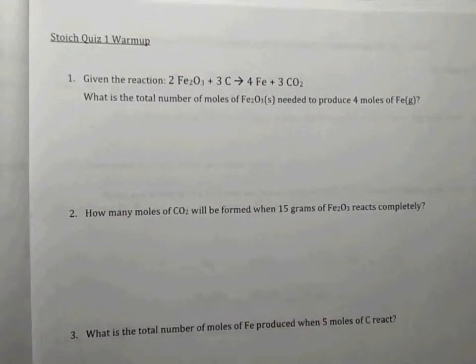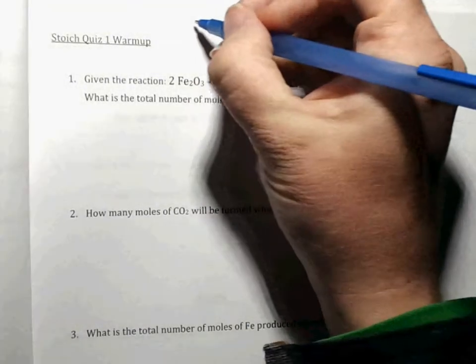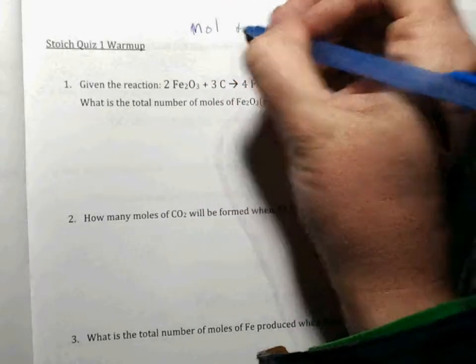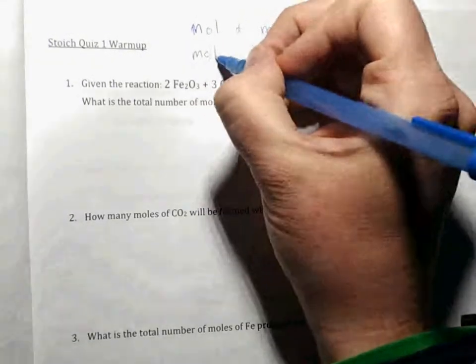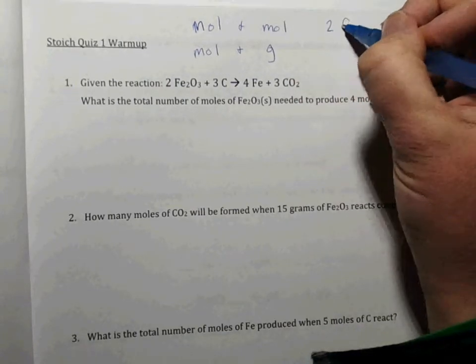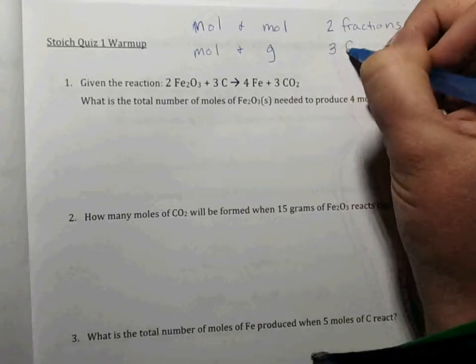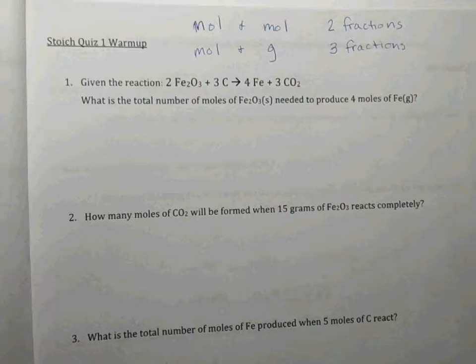Let's take a look at page 16, which is the warm-up for your first quiz in this unit. I'd like to remind you of a couple quick things first, which is that you should always look for how many fractions you're going to need. If the problem uses moles and moles, one for each chemical in the problem, versus if the problem uses moles and grams. Moles and moles is going to mean it's a two-fraction problem. Moles and grams is going to mean you're looking at a three-fraction problem.